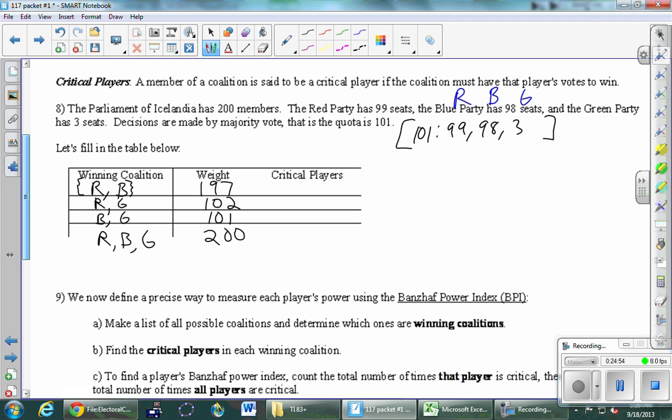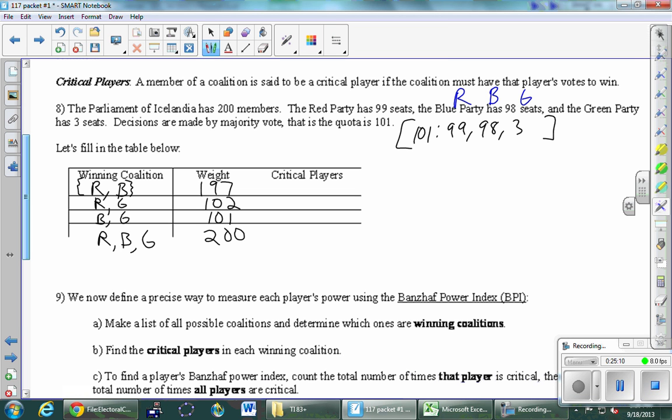Okay, here's the toughest part of filling in this table, this idea of critical player. So we'll say again, this is what Mary read to us. A critical player is someone whose votes are necessary in order for that coalition to continue to win. In order for the coalition to continue to win.